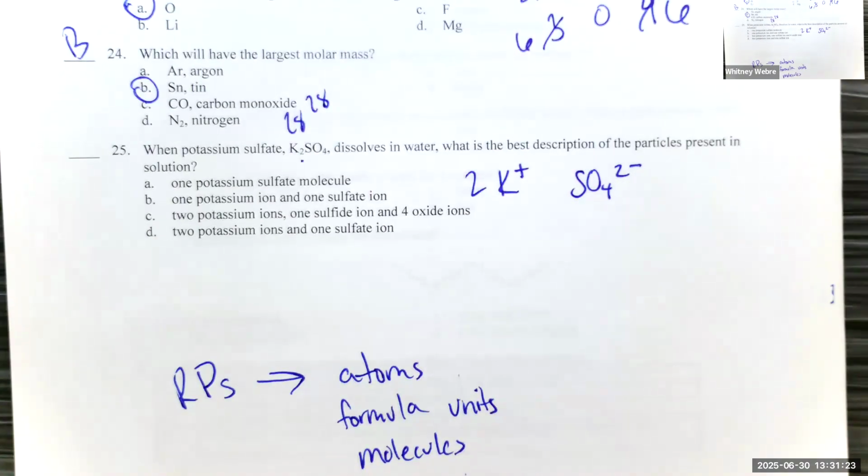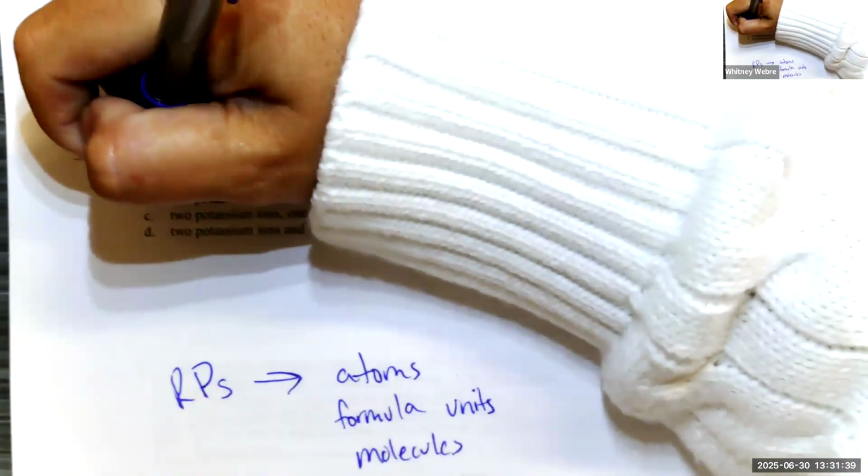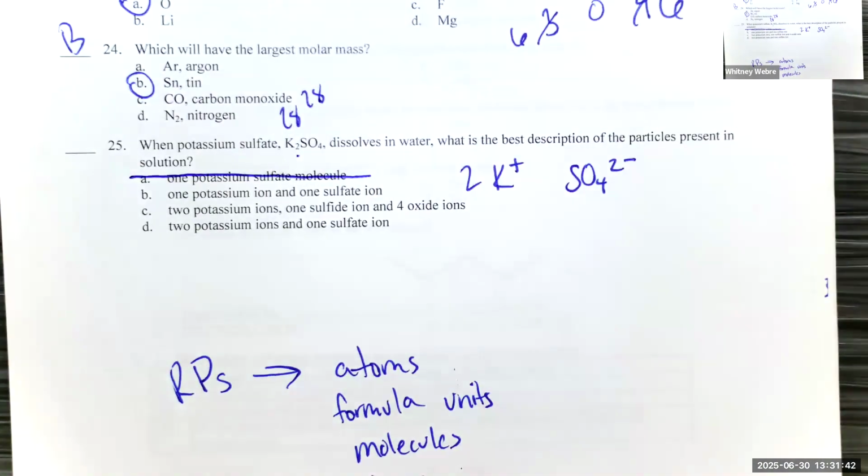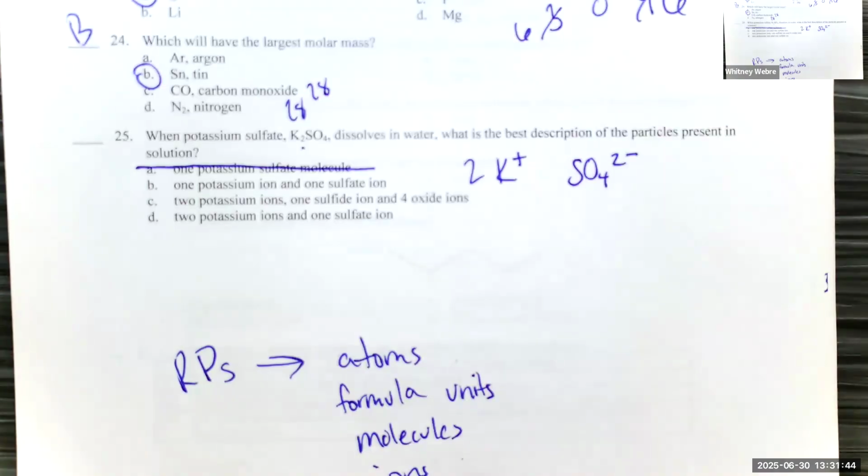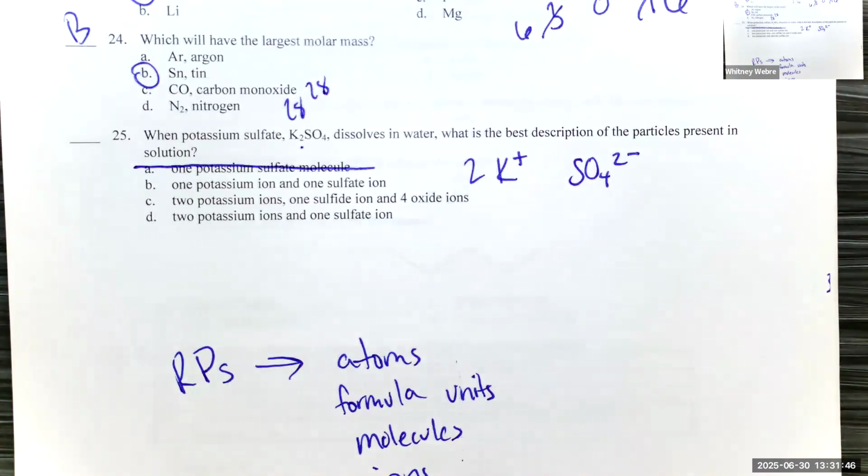So it says 1 potassium sulfate molecule. Is that correct? It can't be because it's ionic. It's not a molecule. It could be a formula unit because ionic compounds can be formula units and break down further, but it cannot be a molecule. So it can't be A. 1 potassium ion and 1 sulfate ion. Y'all think that could be it? I have to have twice as much potassium in solution as sulfate because of that 2 next to the potassium. So it can't be B.